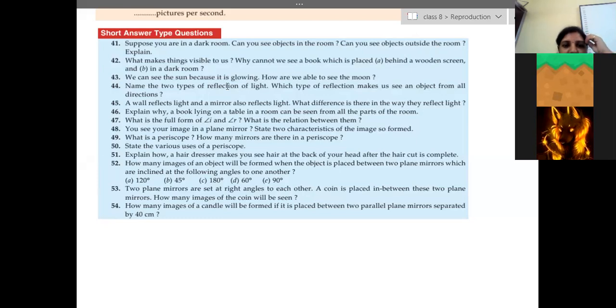What makes things visible to us? Ma'am, light reflected by the object makes those things visible. Light reflected from these objects makes those objects visible. Why can't we see a book which is placed behind a wooden screen? Because wood is an opaque object, so light can't pass through it. Yes, right. And in a dark room? Because there's no light in a dark room to be reflected by the object.